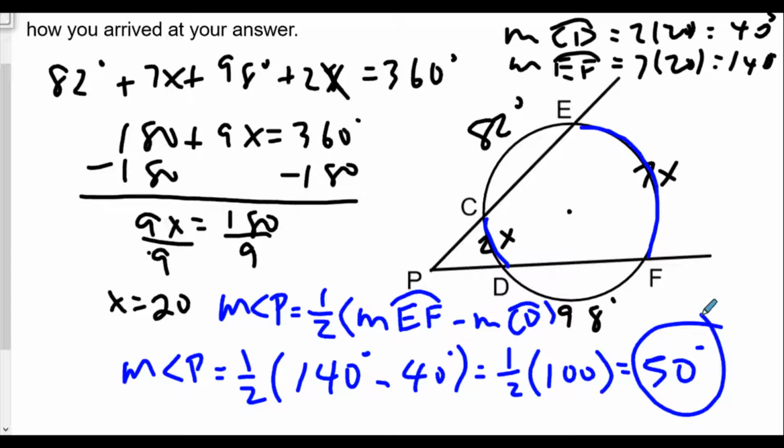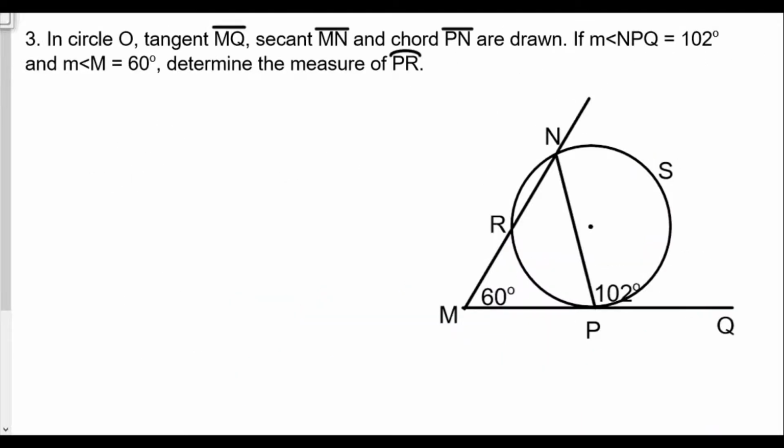Okay, question number 3. In circle O, tangent MQ and secant MN and chord PN are drawn. Oh, and let's make sure this is circle O. That's the center of the circle. Okay. All right. So if the measure of angle NPQ is 102 and the measure of angle M is 60, determine the measure of arc PR.